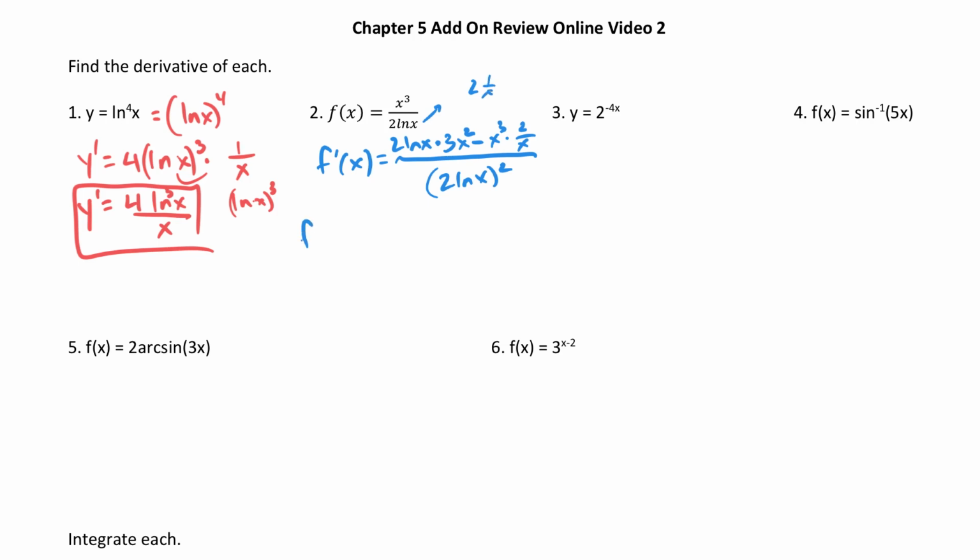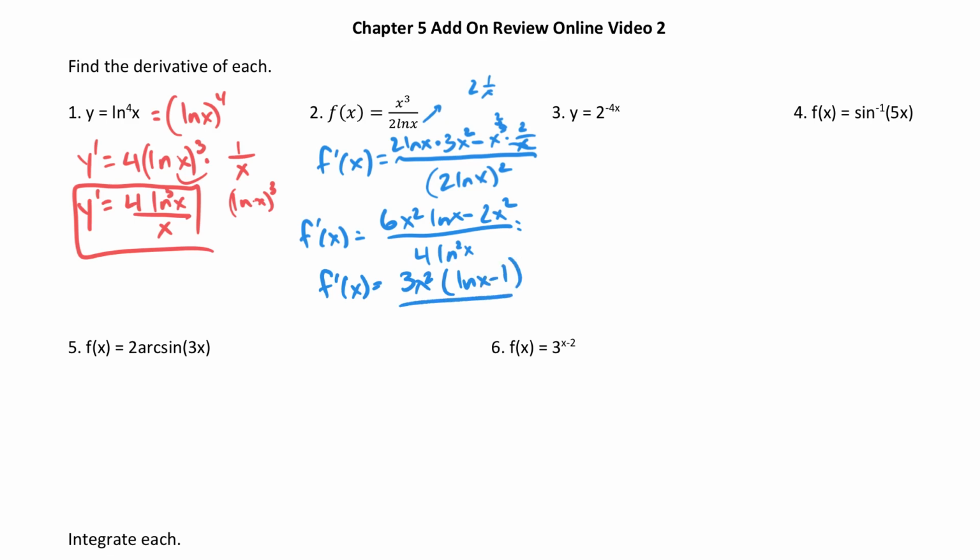All right, so now it's just a matter of cleaning this up. This will reduce with one of those to make it a 2, which would give me 6x squared ln x minus 2x squared over the bottom, which would be 4 ln squared x. You could reduce this one step further to end up with 3x squared times ln x minus 1, all over 2 ln squared x. All right, moving on to the next one here.